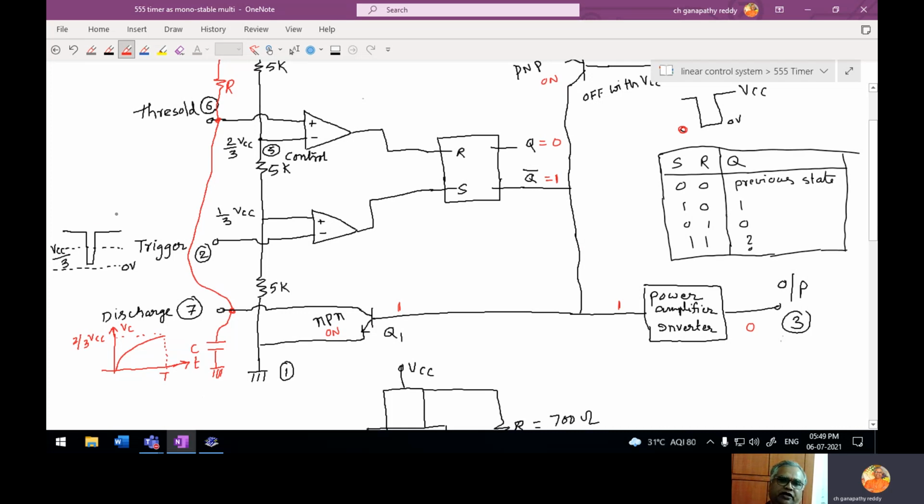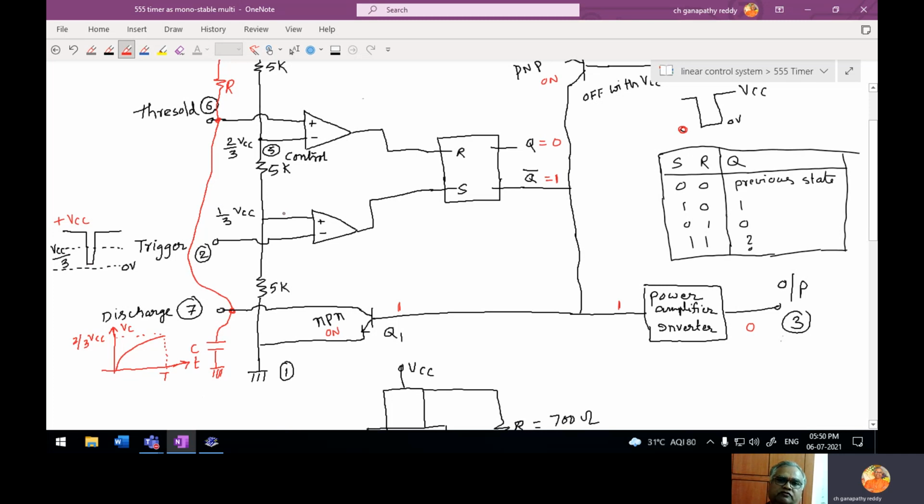Next, when I apply a trigger, I am applying the trigger to terminal 2. What is this trigger? Nothing applied means VCC. When I apply a trigger, it will go down. This dotted value is VCC by 3. It will come less than VCC by 3, further less than VCC by 3.